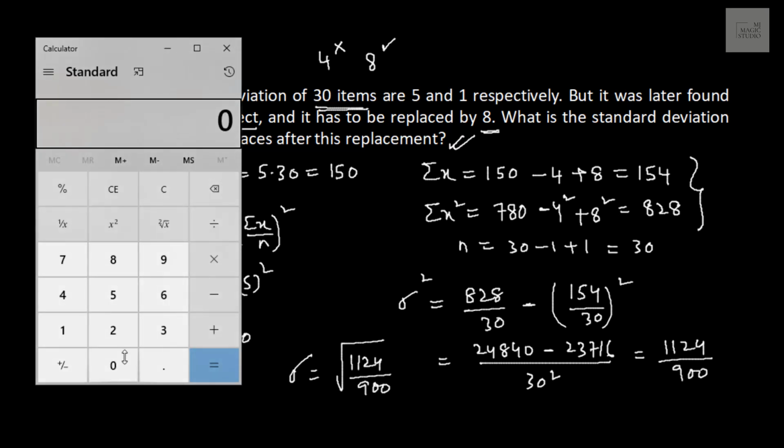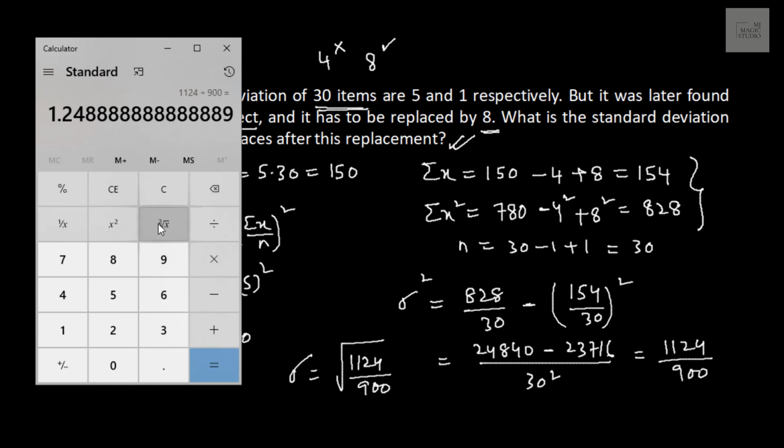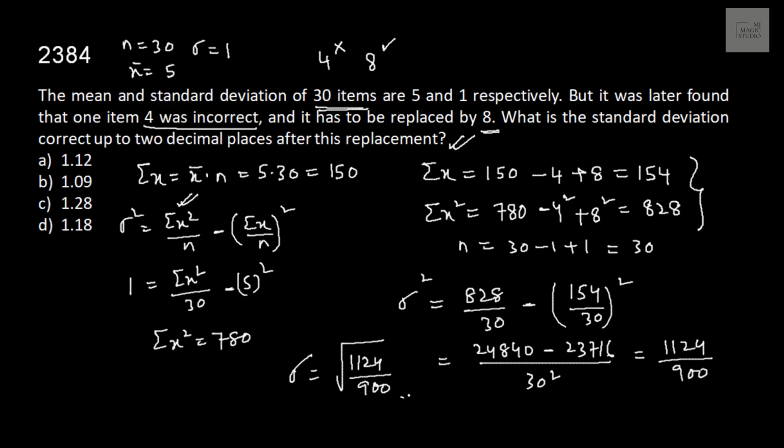And let me use calculator for this. 1124 divided by 900 is 1.2488. Square root will give 1.117. 1.117, that is approximately 1.12, and that features in option A.